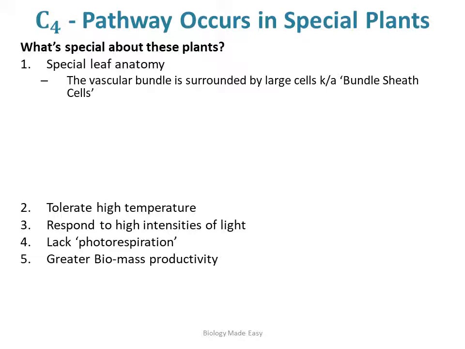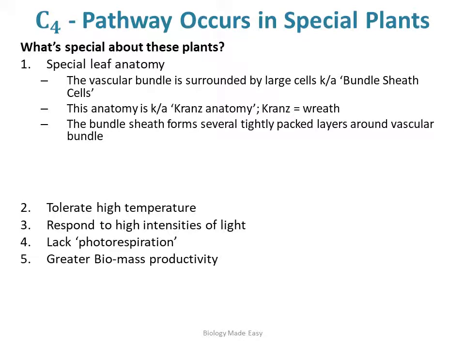So what is the special leaf anatomy? The vascular bundle of the leaf is surrounded by large cells called bundle sheath cells. This anatomy is called Kranz anatomy because Kranz means wreath. The bundle sheath forms several tightly packed layers around the vascular bundle, and it looks like a sheath in cross section. These bundle sheath cells have a large number of chloroplasts.